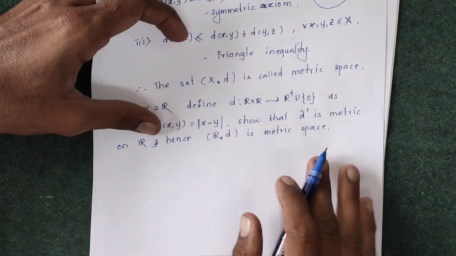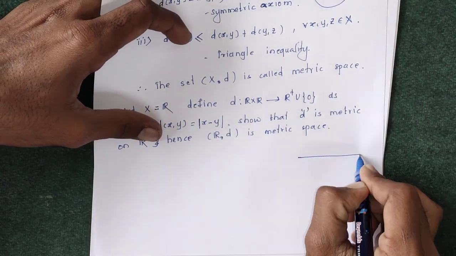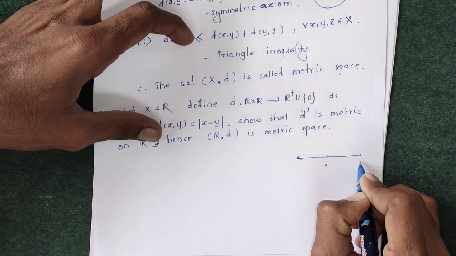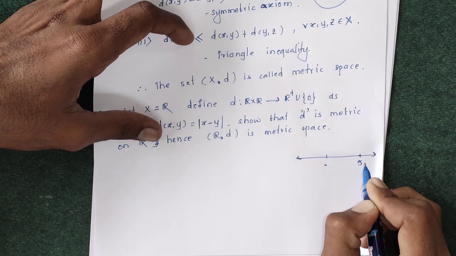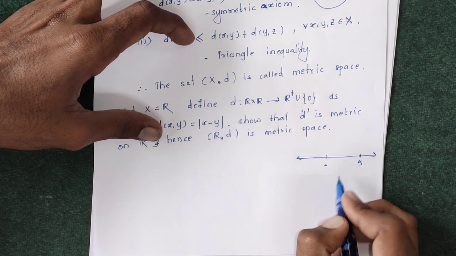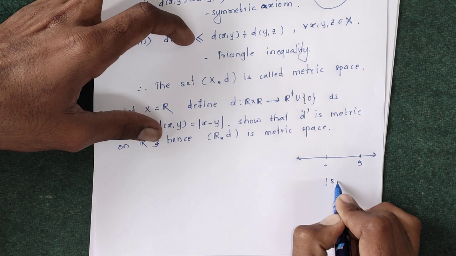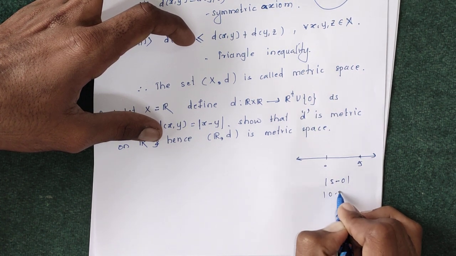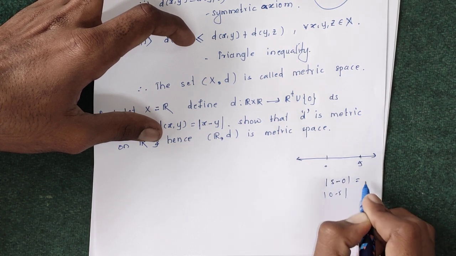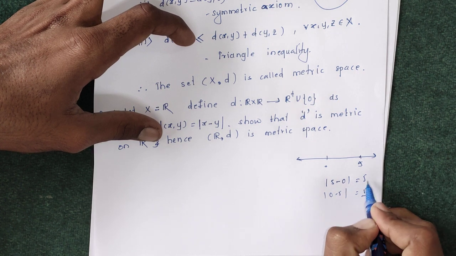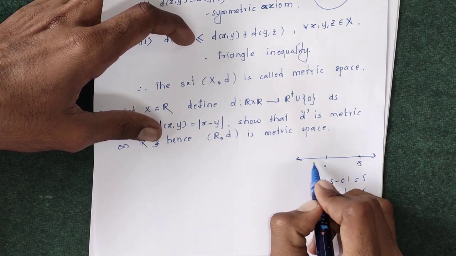For example, suppose this is 0 and suppose this number is 5. Then the distance between 0 and 5, clearly we can say 1, 2, 3, 4, 5 is the distance, but we calculate that distance by using the modulus of 0 minus 5 or 5 minus 0, and that will be modulus of 5 is 5, and again modulus of minus 5 is, sorry, plus 5. So 5 is the distance between 0 and 5.